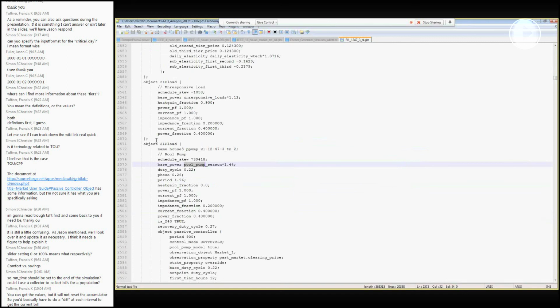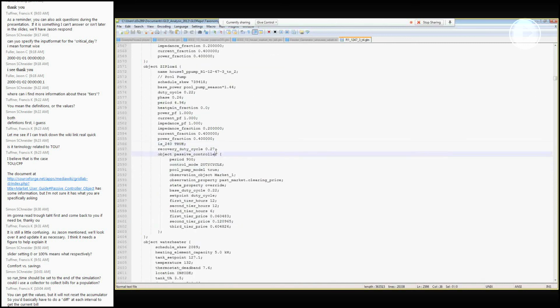So here's an object, zipload, that we basically created to look like a pool pump. It's basically running some duty cycle on there. We've activated it to be a 240 volt rather than a 120 volt circuit. And then we activate what is called our recovery duty cycle. So in comparison to the normal duty cycle, we want to say, well, during the recovery period after an event, how active should I be?